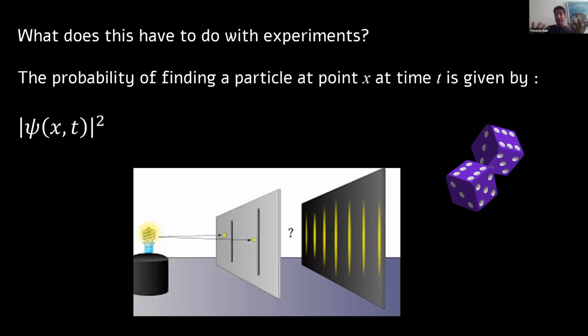Now, when you do the experiment more and more and more, you will see more electrons hitting where there's more probability. And this is why you will eventually see this interference pattern. Now, this works perfectly, but it's very, very strange. Let me show you why.